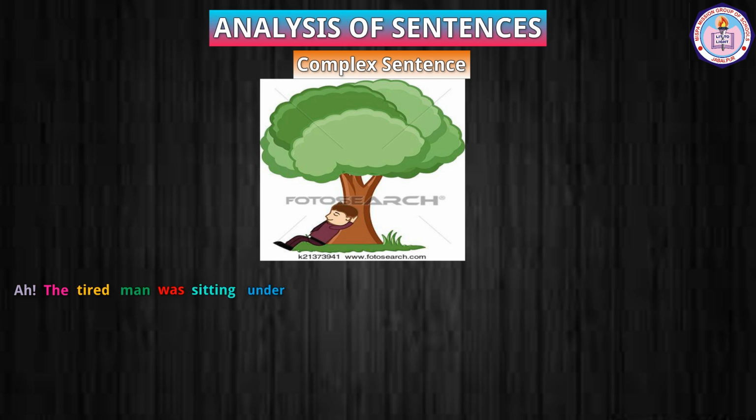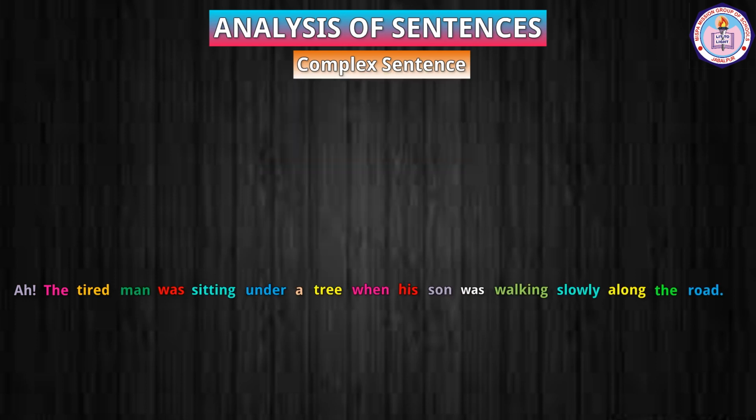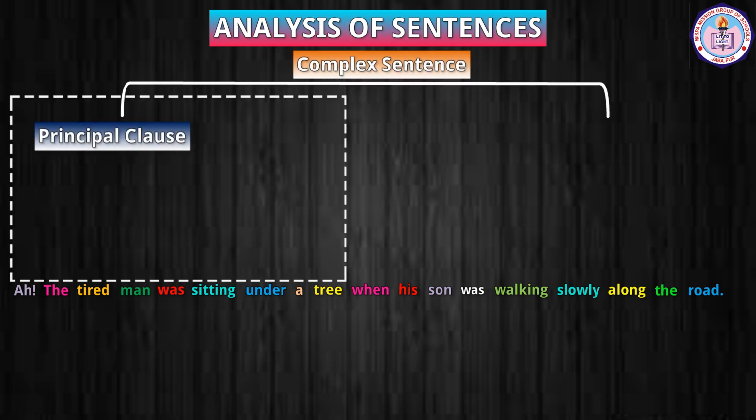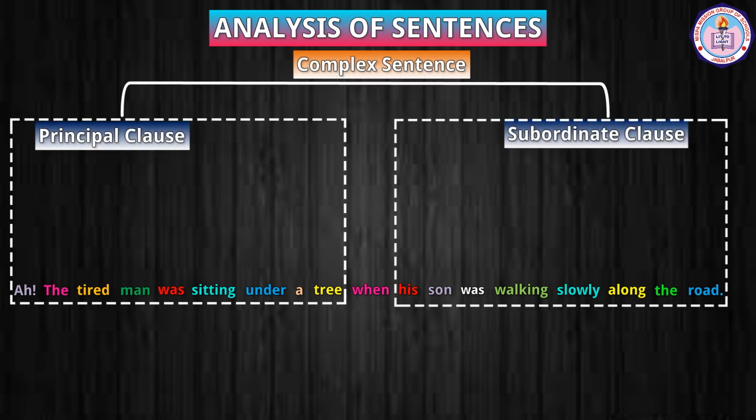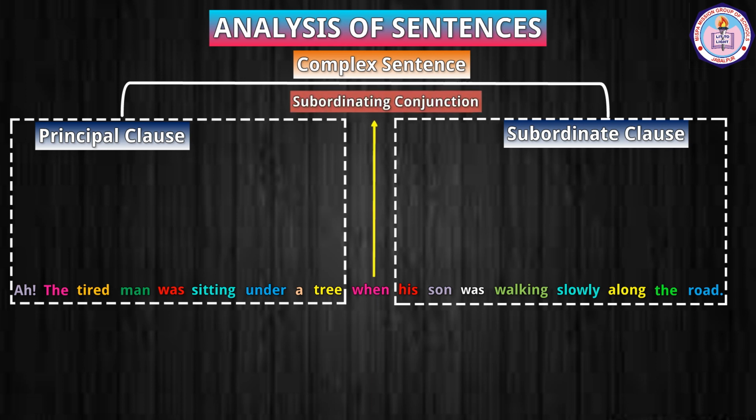Now, let us analyze one more sentence, which is a complex sentence. The tired man was sitting under a tree when his son was walking slowly along the road. It is a complex sentence having a principal clause and a subordinate clause. Both the clauses are conjoined by the subordinating conjunction when. Let us examine the principal clause.